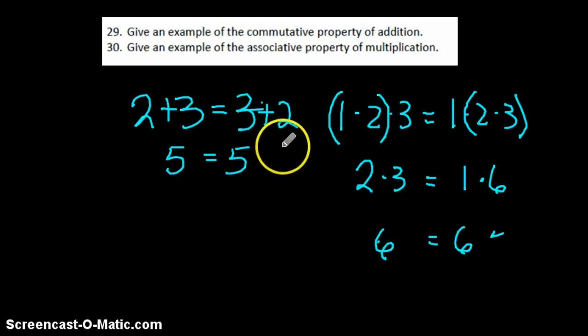Okay, so these properties are illustrated with specific numerical examples here, and those would be an example of the commutative and associative property using numbers. Okay, so I hope that helps you out.